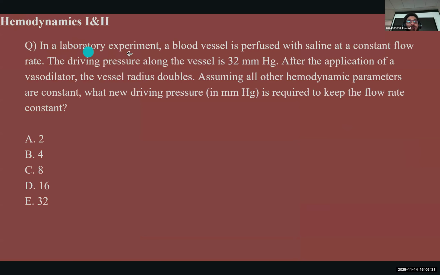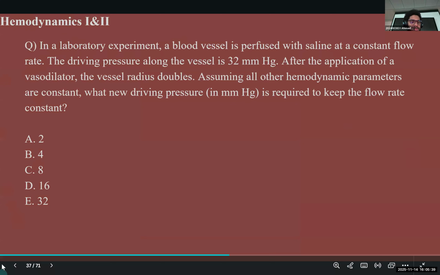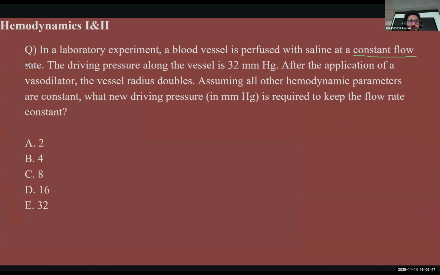So, in a laboratory experiment, a blood vessel is perfused with saline at a constant flow rate. Keyword: constant. Let me highlight it as we go, using the annotation tool. At a constant flow rate. Hemodynamics is all basically physics, man. Thought I finally escaped. Anyways, the driving pressure along the vessel is 32 millimeters of mercury. After the application of a vasodilator, the vessel radius doubles. Assuming all the other hemodynamic parameters are constant, what new driving pressure is required to keep the flow rate constant?